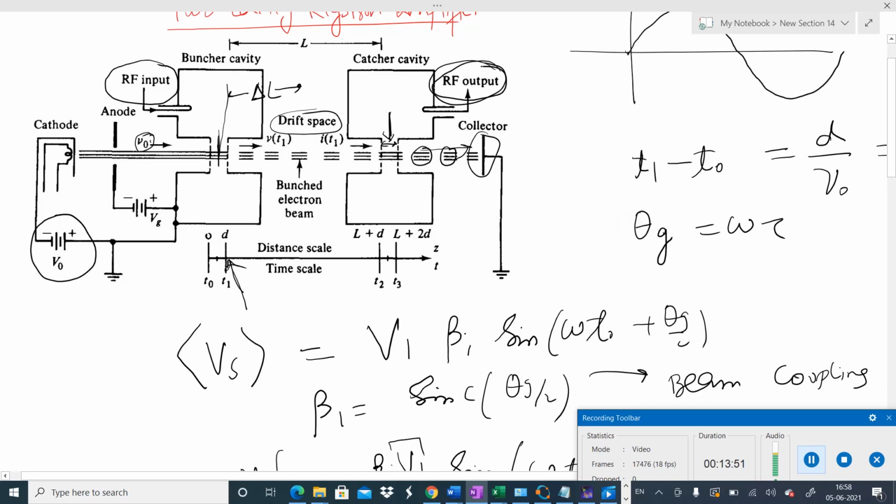Because of the bunching process, the electrons have high velocity, due to two things: velocity modulation and the bunching process. When electrons are moving quite fast and they are retarded, what will happen to their kinetic energy? That will be transformed into potential energy stored in the catcher cavity in the form of oscillations, which is taken as the RF output at the catcher cavity, an amplified version of the RF input.